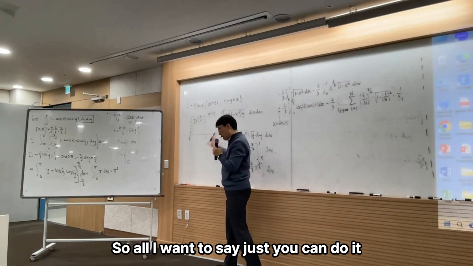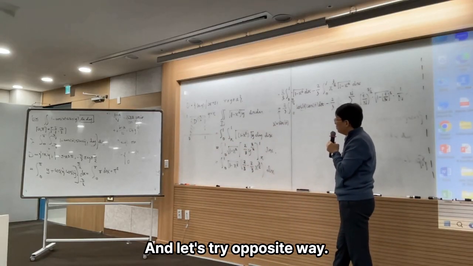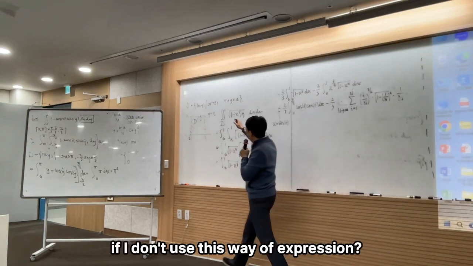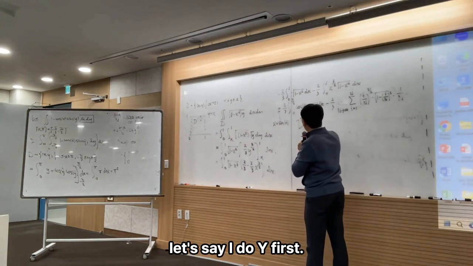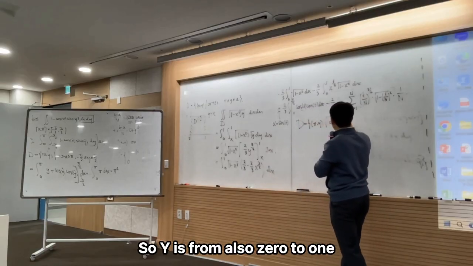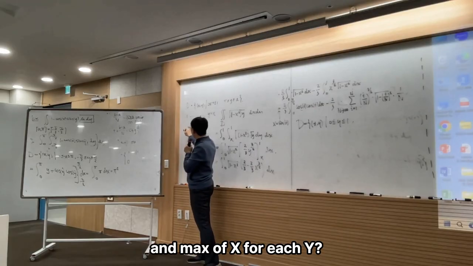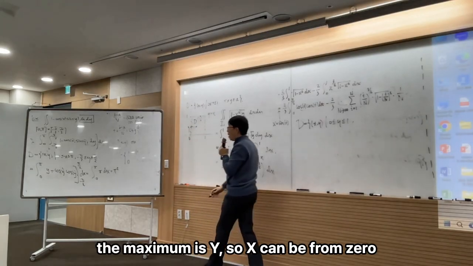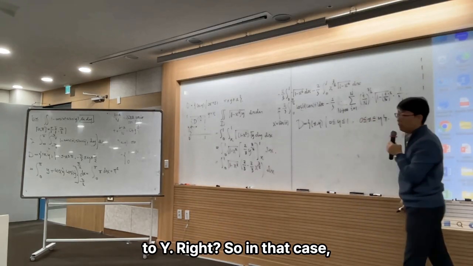So all I want to say is you can do it by using the Fubini theorem. And let's try the opposite way. What if I don't use this way of expression? Instead of doing x first, let's say I do y first. So y is also from 0 to 1. And what is the min and max of x for each y? So x is always from 0. The maximum is y. So x can be from 0 to y.